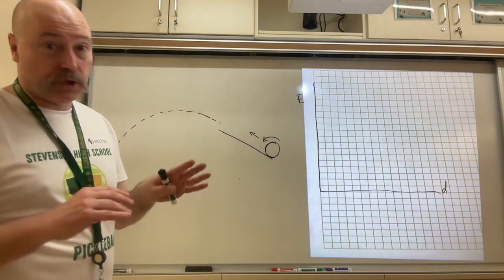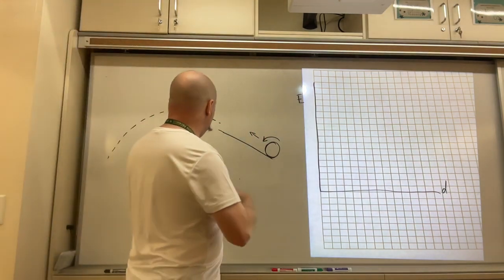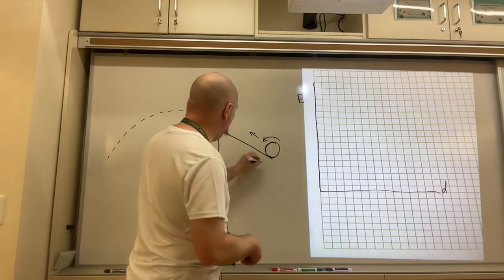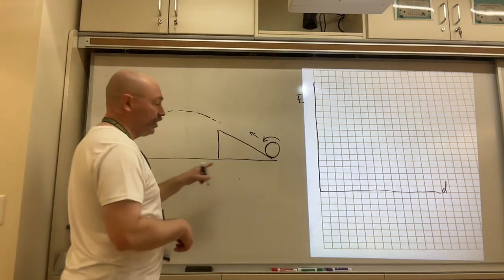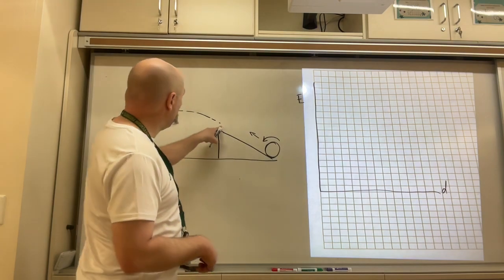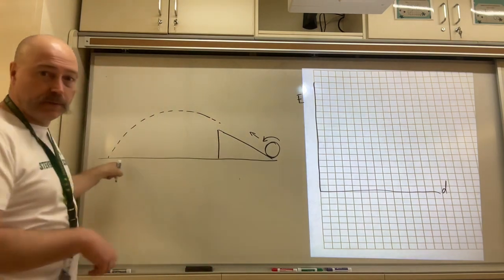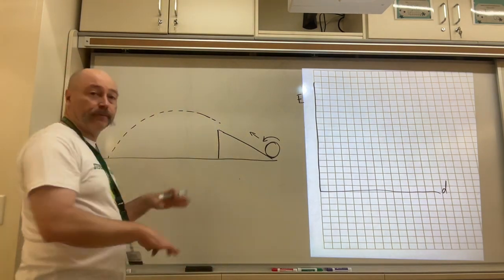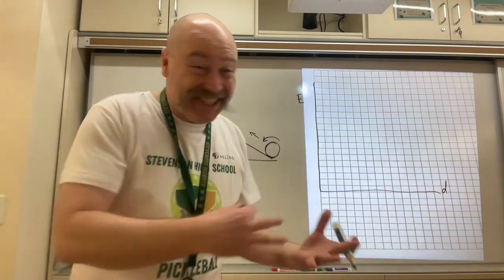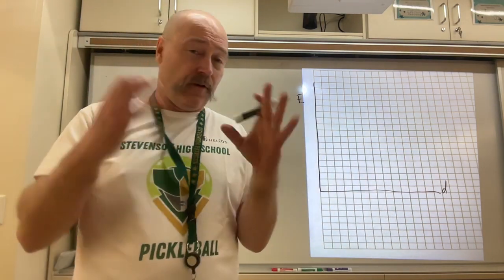So we got a little bit of a weird situation. We're going to have a ball that is going to roll without slipping going up a ramp. It's going to go off a ramp, and then it's going to turn into a projectile, and it's going to go to there, okay? And we want to show the energy for all the different pieces.